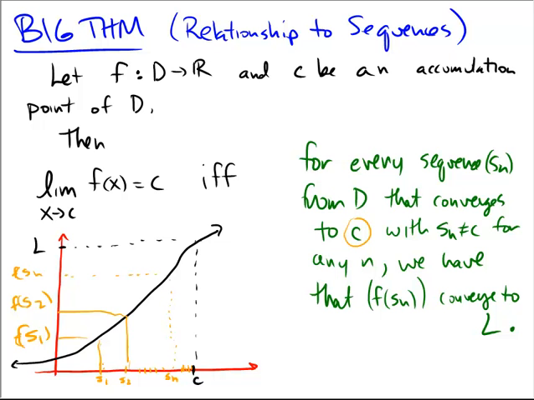But notice what's happening to f of S1, f of S2, f of Sn. Well, if all of these points are getting arbitrarily close to C, then their functional values must be getting arbitrarily close to L. So this infinite sequence that's going towards C, all of its function values will get arbitrarily close to L. And this is a huge theorem. This is so important, and it's going to be a great way to be able to prove so many things for the rest of this unit and the rest of the class, really. So, I think that this one deserves a proof.